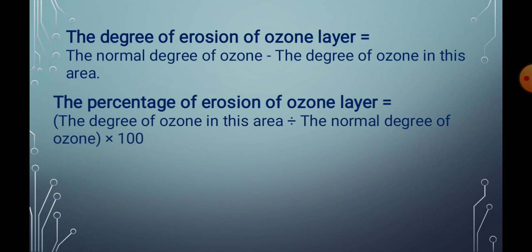So the degree of erosion of the ozone layer equals the normal degree of ozone minus the degree of ozone in this area. So the percentage of erosion of the ozone layer equals the degree of ozone in this area divided by the normal degree of ozone, times 100.